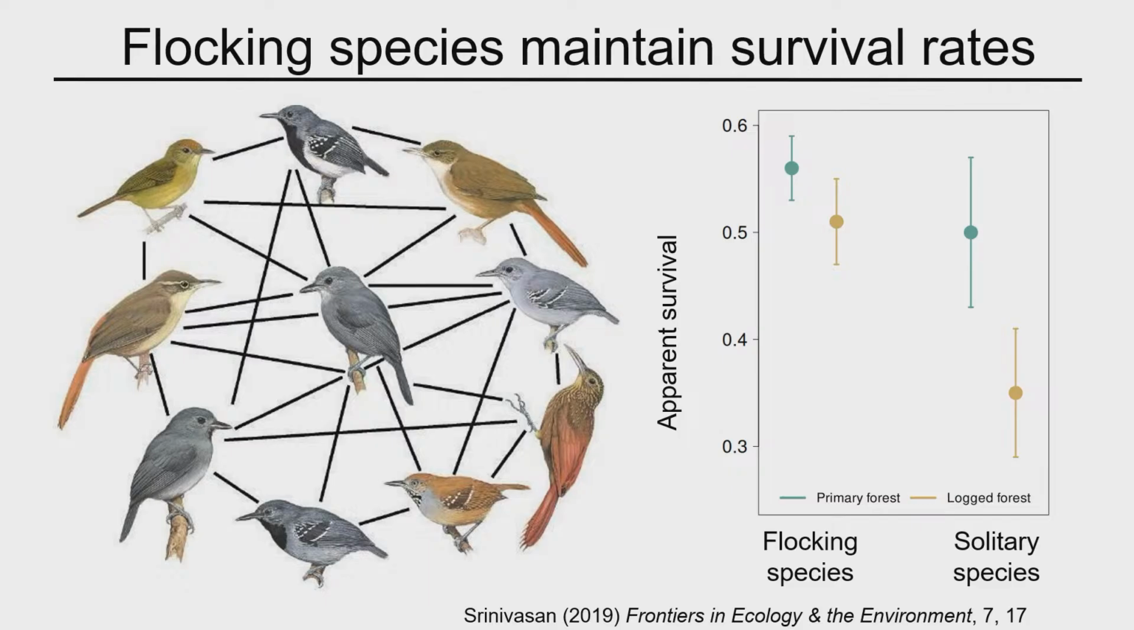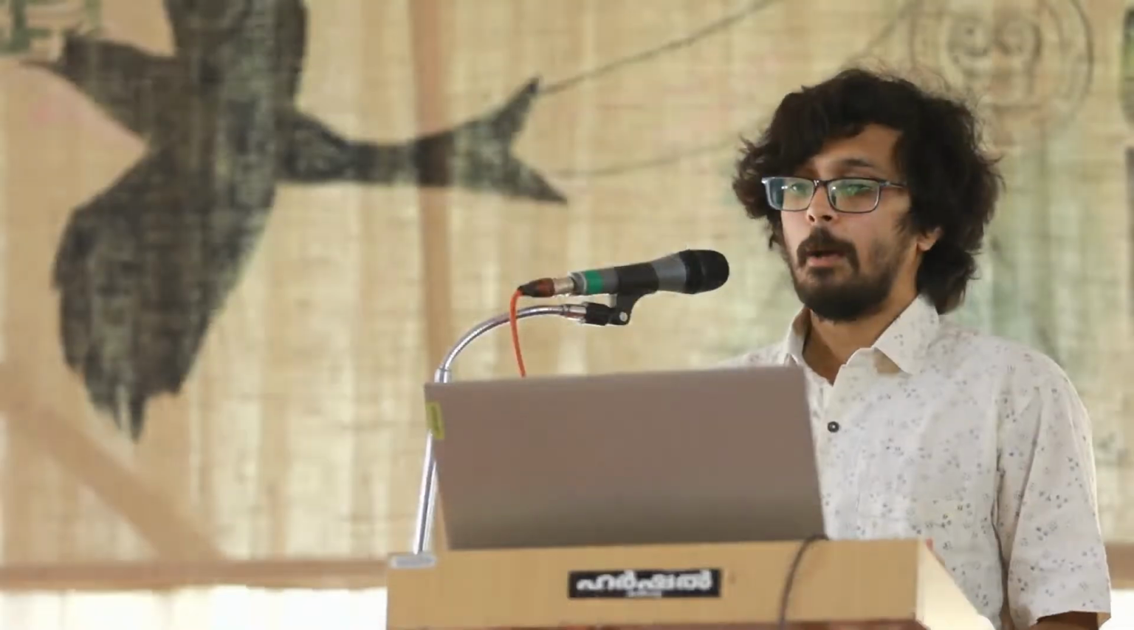This is one of the results we found: flocking species have better survival than non-flocking species over a period of time. This is just an aside, apart from how climate change and land use change affect birds, but it was an interesting result. We found that flocking has a survival benefit. Birds that flock together tend to find food better and therefore survive better than solitary species.